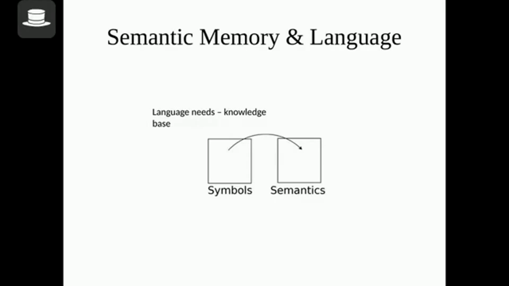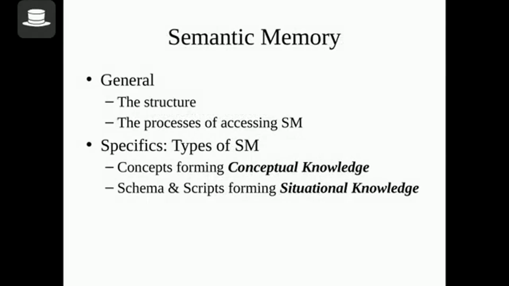Now, when we talk about semantic memory, we'll talk about two different aspects of it. We'll talk about the structure of semantic memory and the processing of semantic memory, specifically in the context of one of the models. Again, we'll talk about the structure of the semantic memory and the processing of information in semantic memory. Well, there are two types of semantic memory.